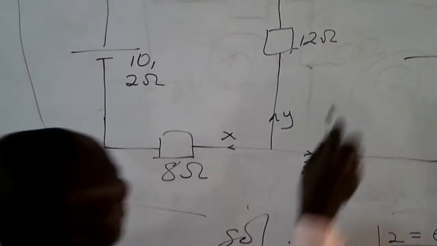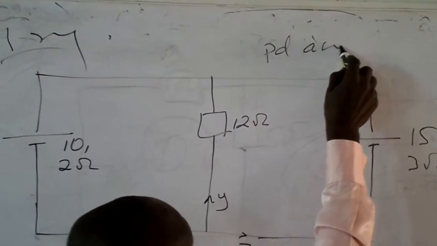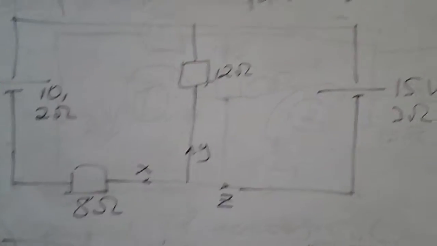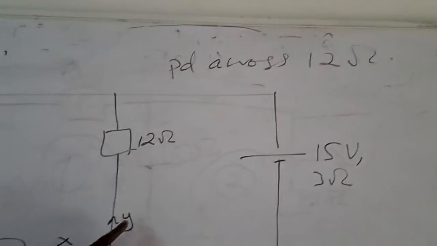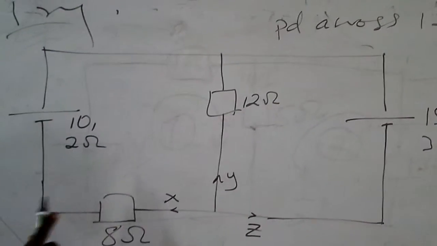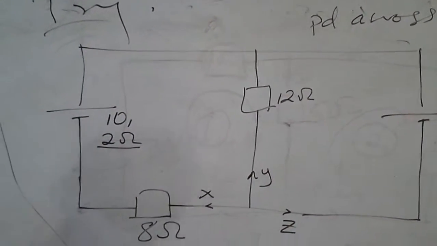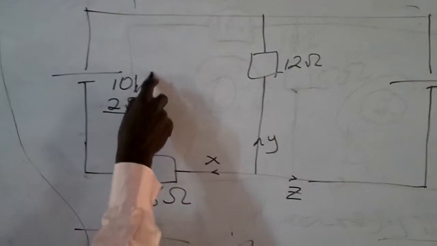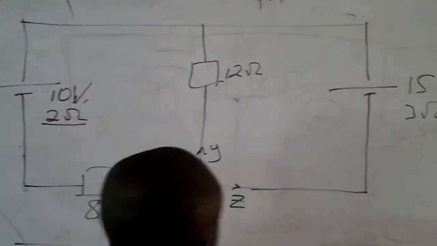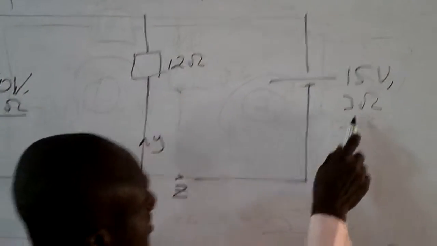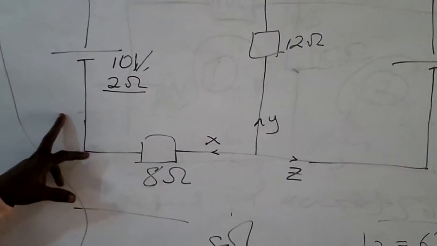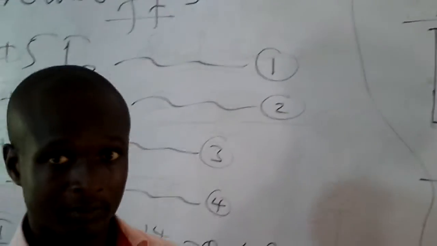Good. I want you to try this. This time round, you are going to find the PD across the 12 ohm resistor. The currents given to you are X, Y, and then Z. And you have been given internal resistance as well. Internal resistance for the 10 volt cell is 2 ohms, and internal resistance for the 5 volt cell is 3 ohms. So I want you to solve this question and then submit it in our next meeting for marking. Thank you.